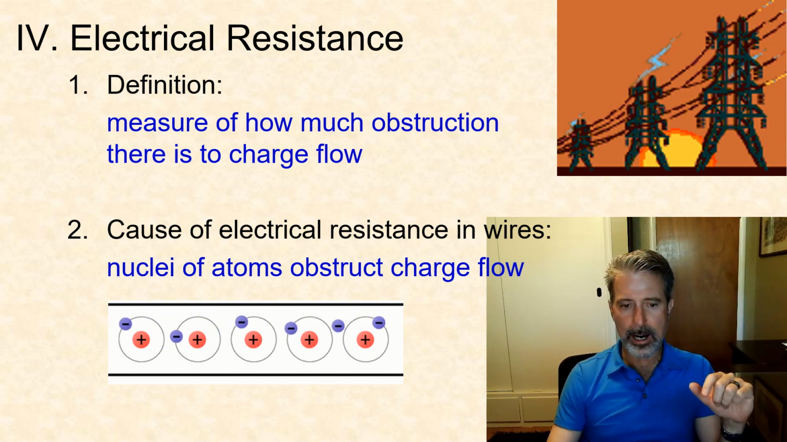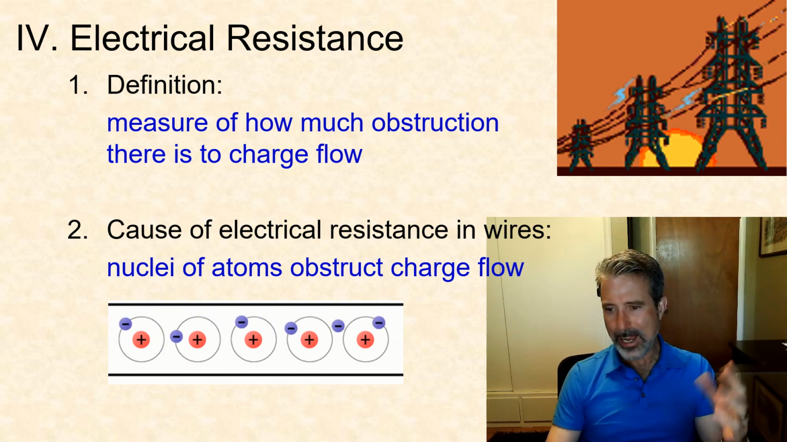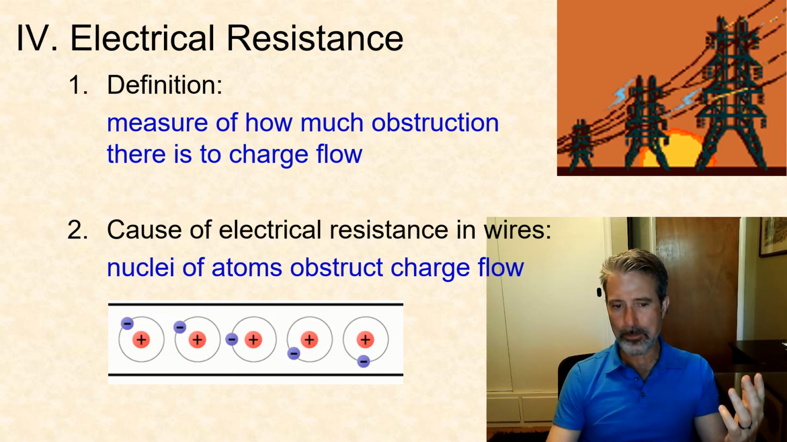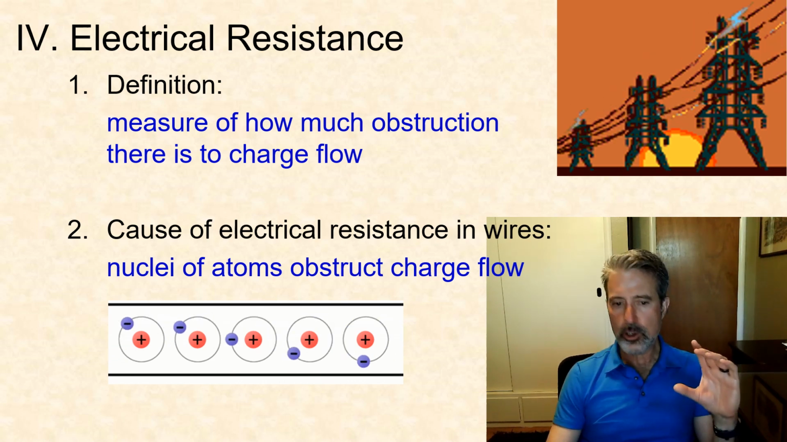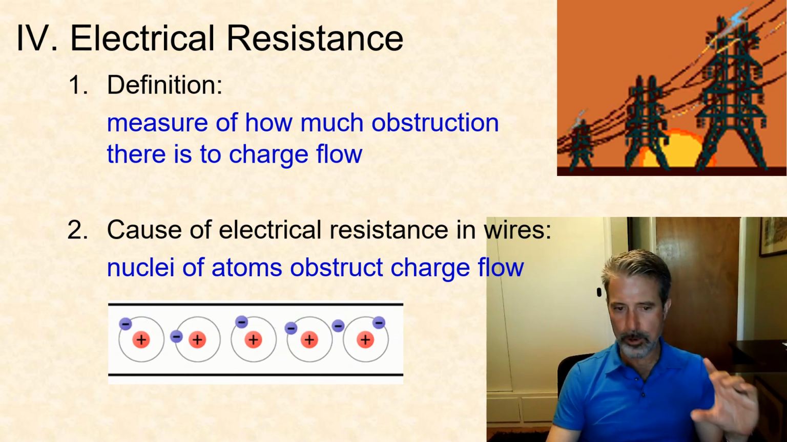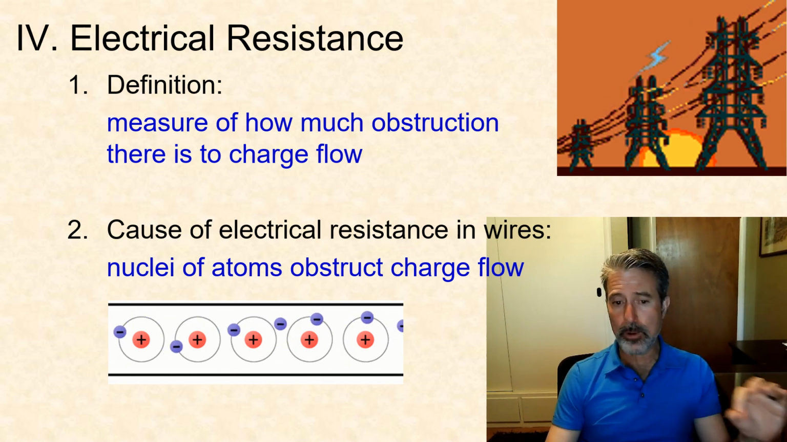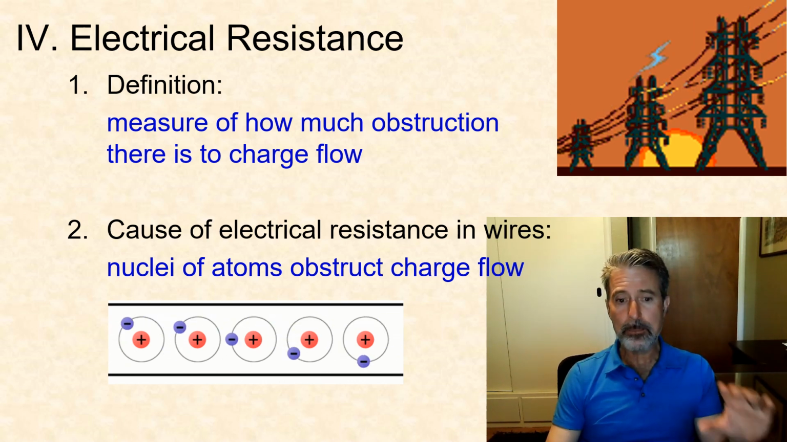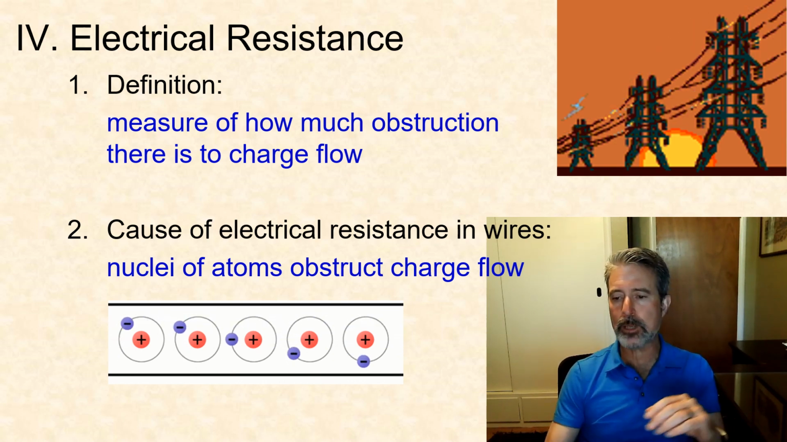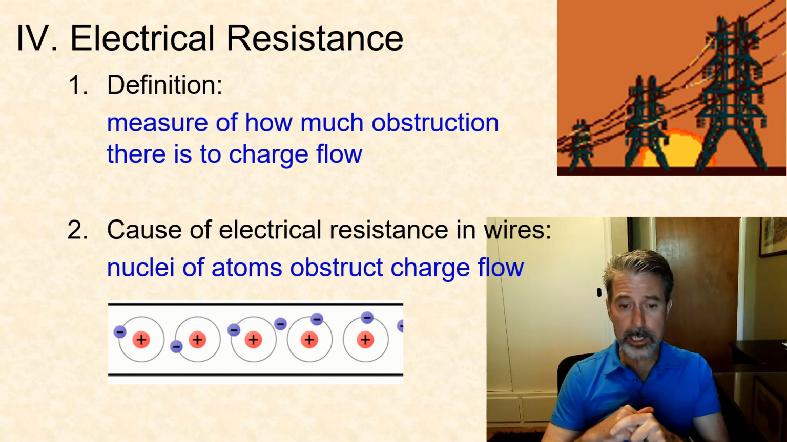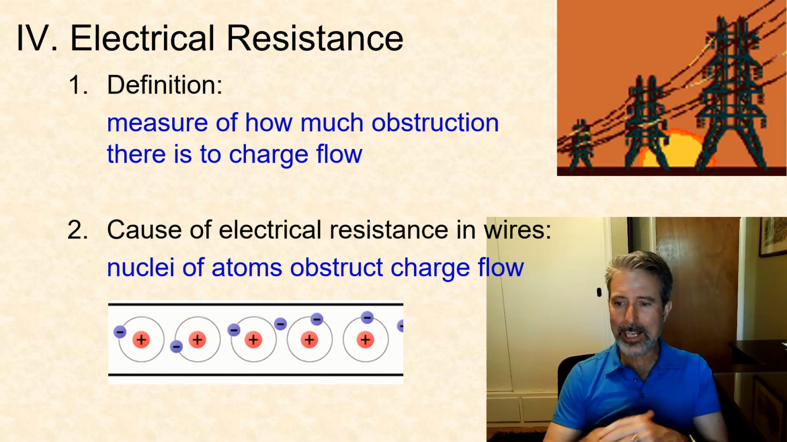Notice that the positive nuclei, that is the red region, obviously not drawn to scale here, much smaller, but when you look at the atom here, you have that positive nuclei consisting of protons and neutrons. Those are relatively fixed in place. They may vibrate a bit, but they don't move much. But those blue, those purple electrons that are actually moving from the left side of the wire to the right side of the wire, have to get around those nuclei. Those nuclei are getting in the way.